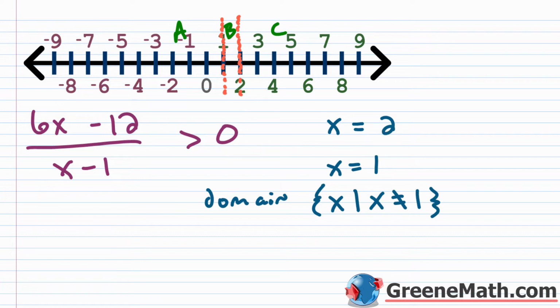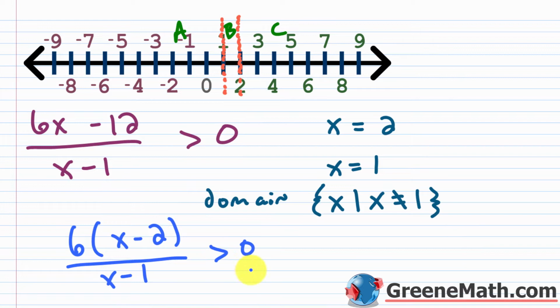Okay, so let's plug in. And you could factor this and say this is 6 times the quantity (x minus 2) over your (x minus 1). Is this greater than 0? So just pick something that's in region A, and let's write this out. So A, B, and C. So in region A, I could pick 0. So if I plugged in a 0 there, 0 minus 2 would be negative 2. So you'd have 6 times negative 2, which would be negative 12. So essentially, let me write this over here. We'd have negative 12, and this would be over, you would have 0 minus 1, which is negative 1.